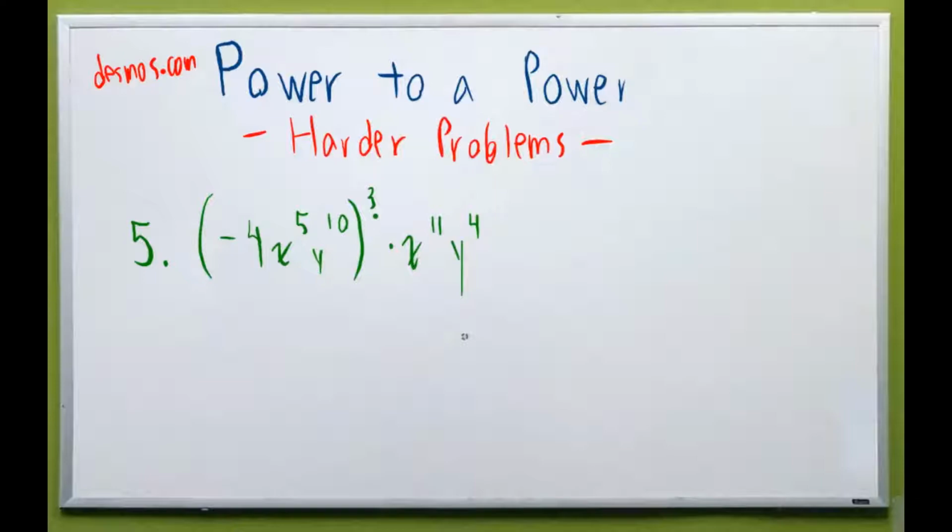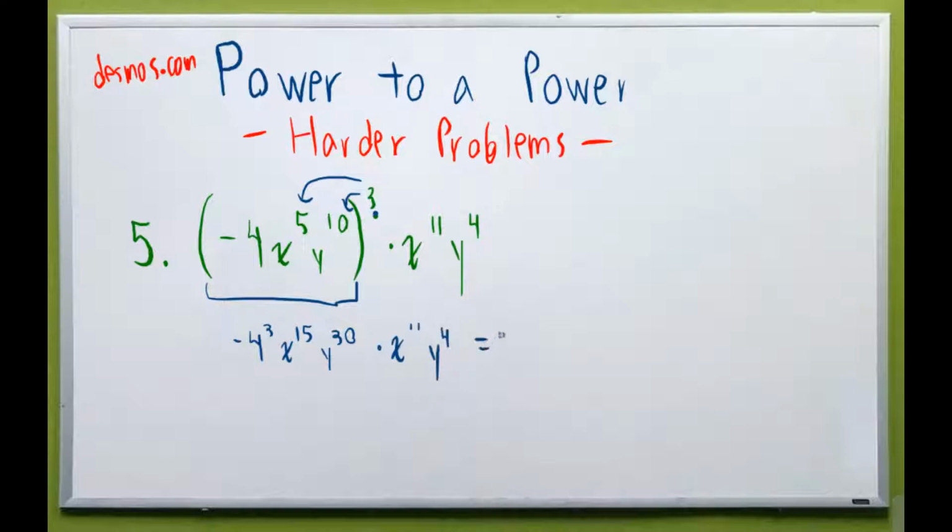So now we have the quantity negative 4 x to the 5th, y to the 10th raised to the 3rd power, and x to the 11th times y to the 4th. So let's go ahead and simplify this. We have negative 4 cubed, x to the 15th, y to the 30th power. 5 times 3 is 15. 3 times 10 is 30. So now we're going to multiply x to the 11th, y to the 4th.